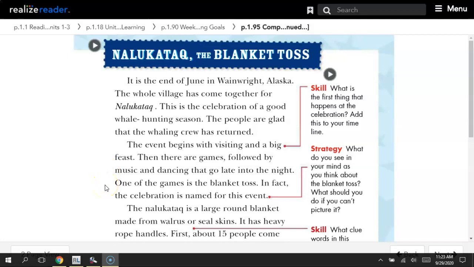One of the games is the blanket toss. In fact, the celebration is named for this event. I'm going to pause right there, boys and girls, because I heard a lot of sequencing words. So I heard the word begins, I heard then, followed by. Those are all sequencing words, boys and girls.